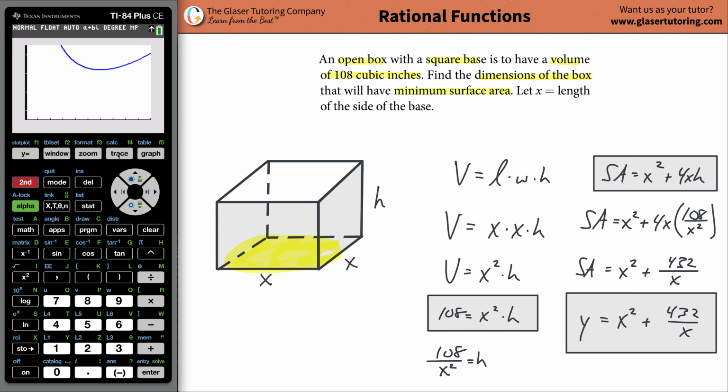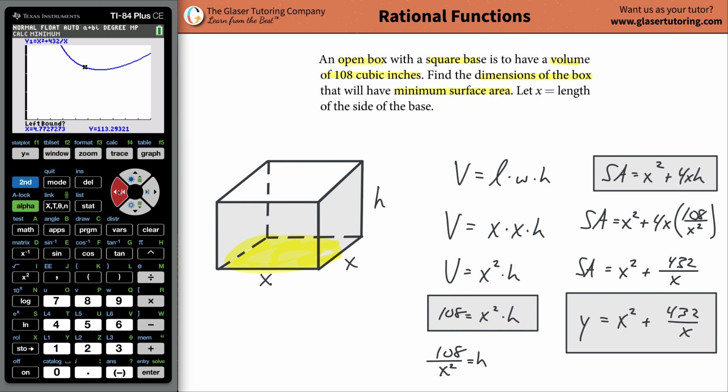Watch, go to second, hit second, trace. That brings up your calc function, or calculate. Then you're going to find the minimum of your function, so go to 3 and hit enter. Now, the minimum occurs somewhere around this point. The calculator is going to ask you for 3 things.